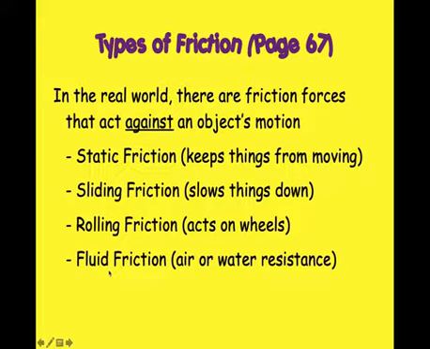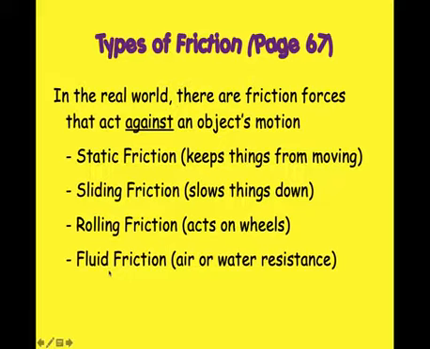The first type of friction is static friction. That's what keeps things from moving in the first place. So when you have a box on a carpet, it's kind of hard to drag the box because the carpet will prevent it from moving. That's the friction force, the static friction. Velcro, that's a really good static friction, stuff like that.